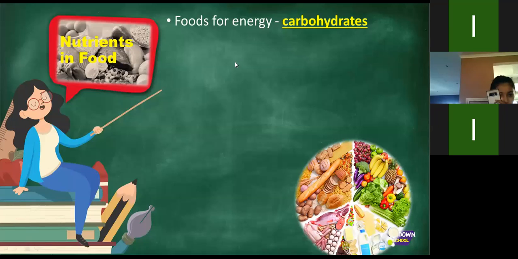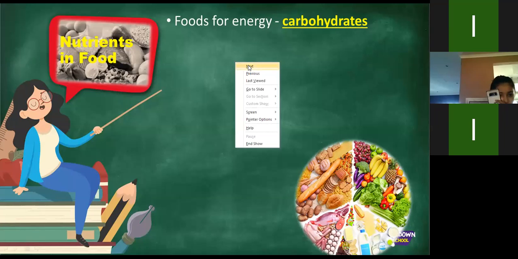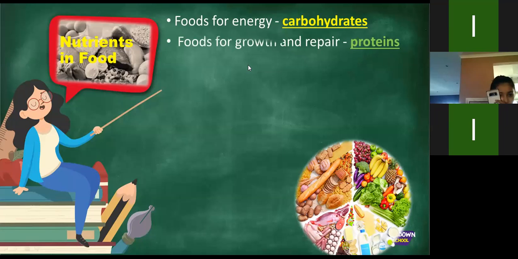Right, next one. All right, then there are proteins. Someone mentioned meat. So now we know that actually meat is a protein, and proteins are foods for growth and repair. All right, so who can tell me what are some proteins that you can think of?